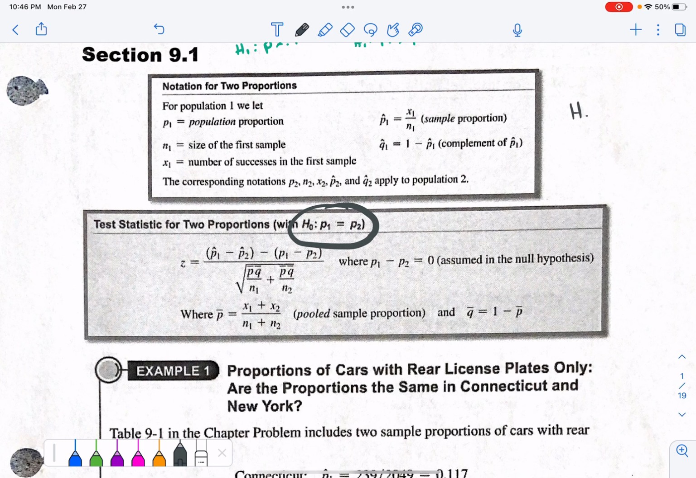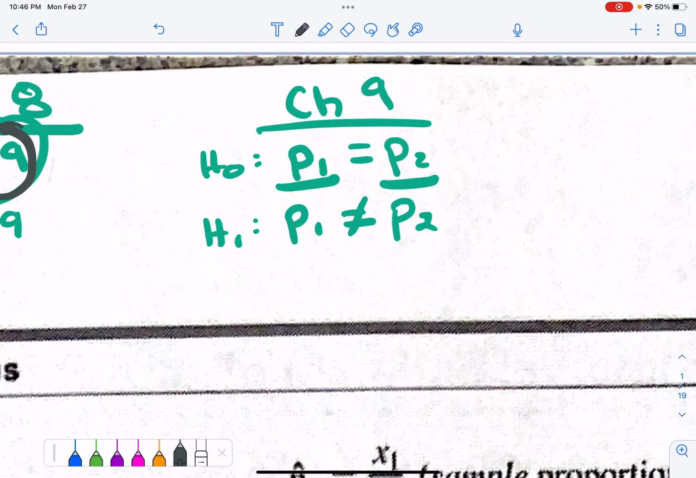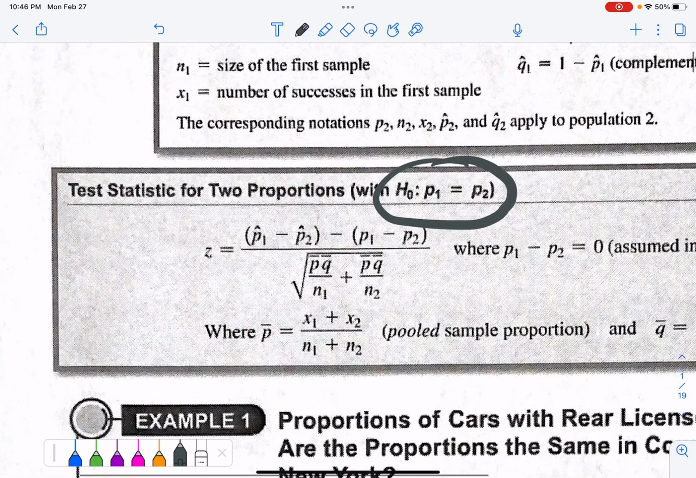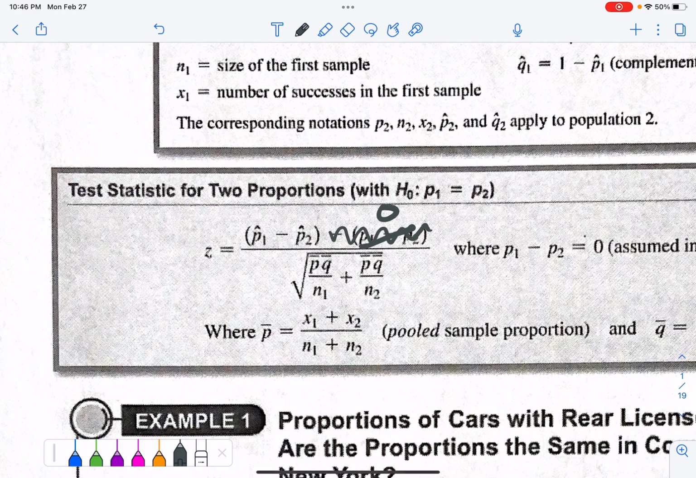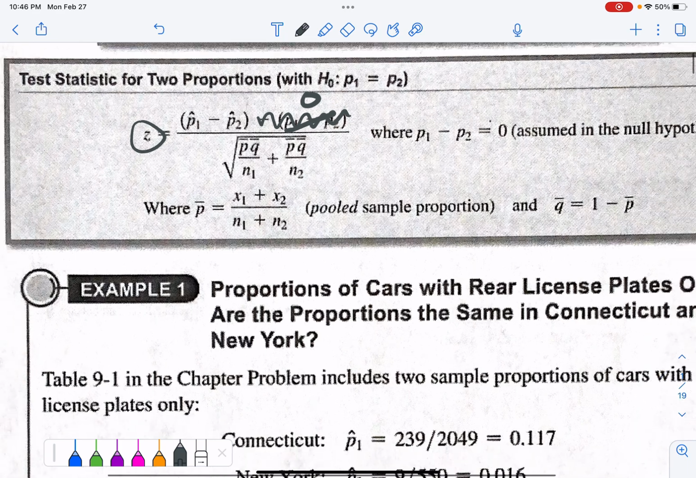Normally our hypotheses would be, I wrote it up here, p equal to some number, and p not equal to some number. Now in chapter 9, we're saying the first p is equal to the second p, and the first p is not equal to the second p. Now, if the 2 p's are equal to each other and I were to subtract the 2 p's, this value should be 0. So you can basically ignore this top part of your equation when you're finding your test value z. So we'll go through and do that.